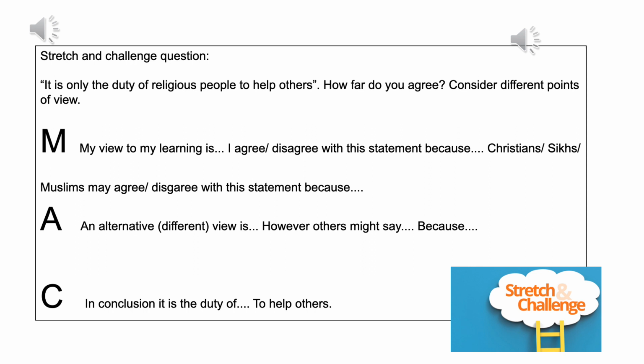Again, think back to your triple Venn diagram. Why might Muslims and Sikhs and Christians say we should help other people? Think about Jesus. Think about Muhammad and Bhai Puran Singh. Why do they want people to help others?